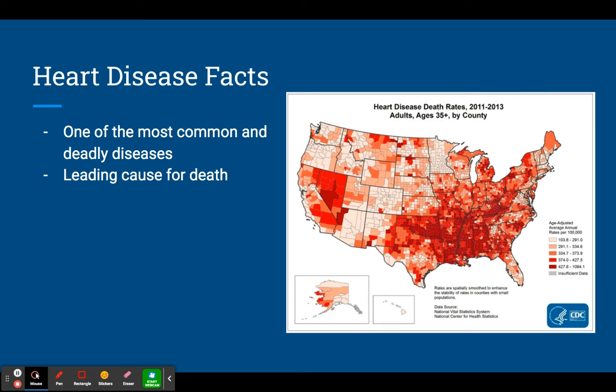It's one of the most common and deadly diseases, and it's the leading cause of death in the U.S. specifically. About 610,000 Americans die from it every year. And in the United States alone, somebody can have a heart attack every 42 seconds. And with healthcare services, the government spends up to $207 billion on heart disease every year.